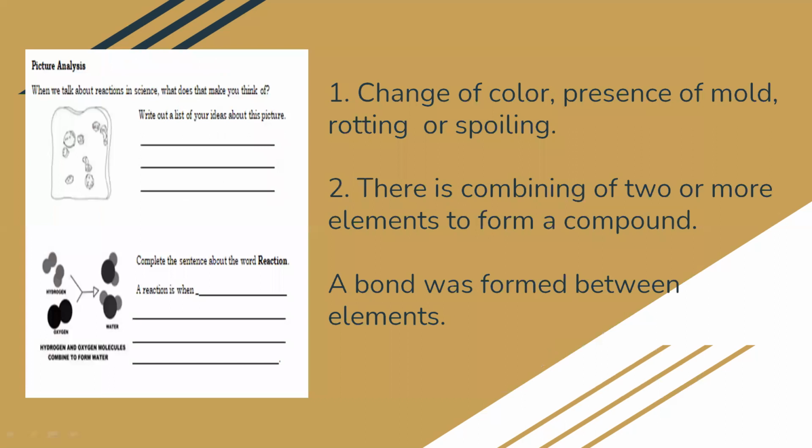Now for our answer for number one. So we have here change of color, presence of mold, rotting or spoiling. For number two, there is a combining of two or more elements to form a compound. So a bond was formed between elements. So when you say a reaction, it is when a bond was formed between elements.